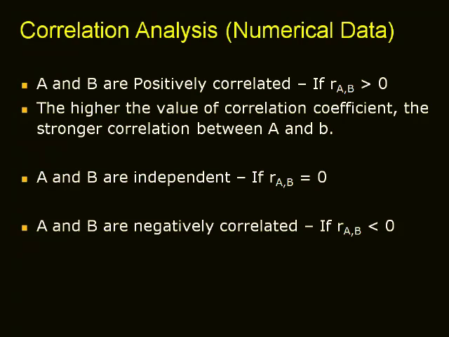Suppose the correlation coefficient is equal to 0, then we say that the attributes A and B are independent. That means they are not correlated. And if the correlation coefficient is negative, then we say that A and B are negatively correlated, meaning that each attribute discourages the other. In fact, we can also use scatter plots to view the correlations between the attributes.